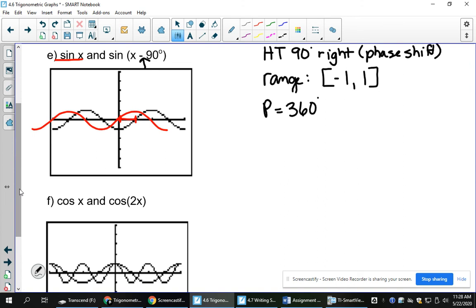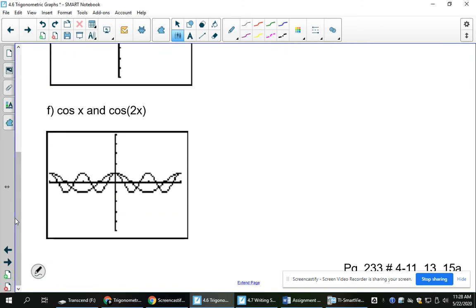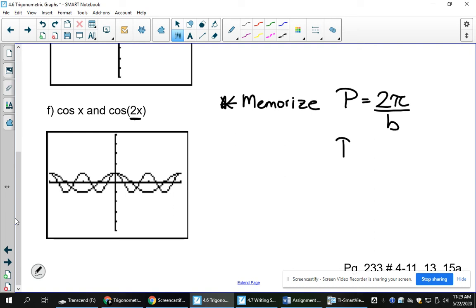Okay, here's the one that's a little bit more tricky. We've got a b value. Now, when you've got a b value like that, it's telling you something has happened to the period, but it's not telling you exactly what happened. You must memorize this. Okay, this is the radian version. This is the degree version.